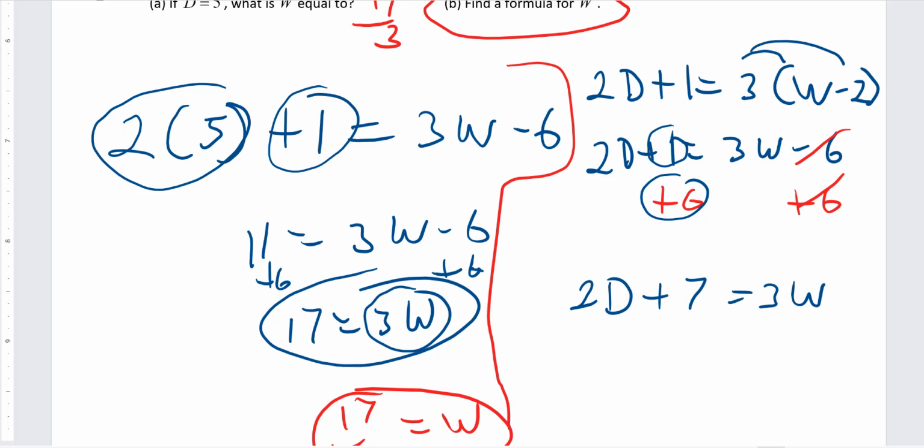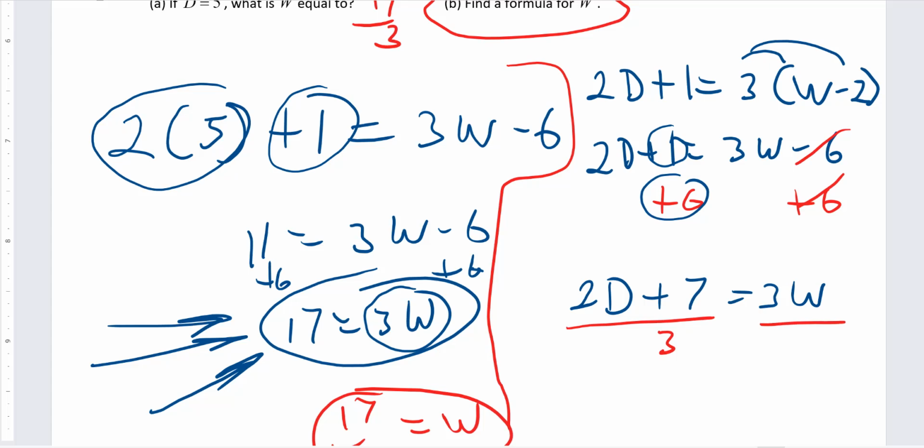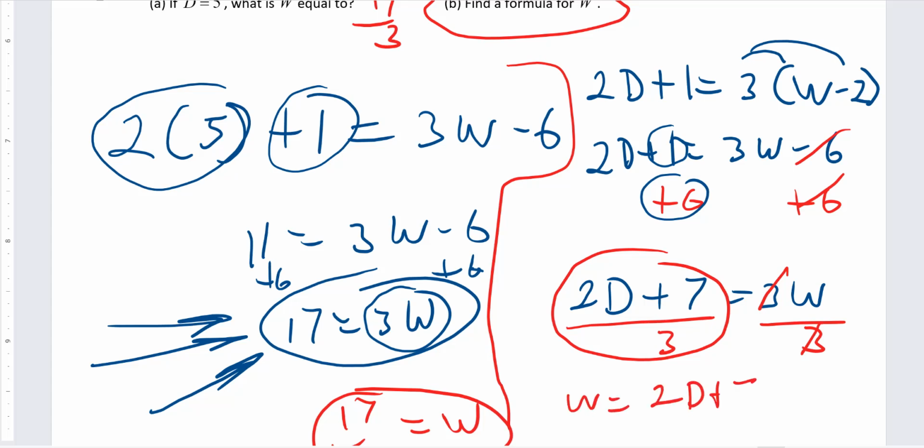Now I'm in a situation similar to this. I have 3W by itself, and by the same reasoning as before, I can divide both sides by 3, and there is my answer. That is my formula for W. W is 2D plus 7 over 3.